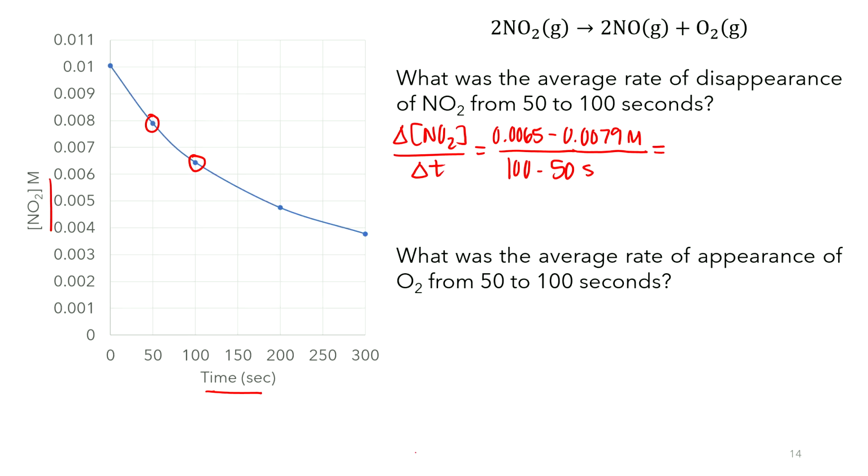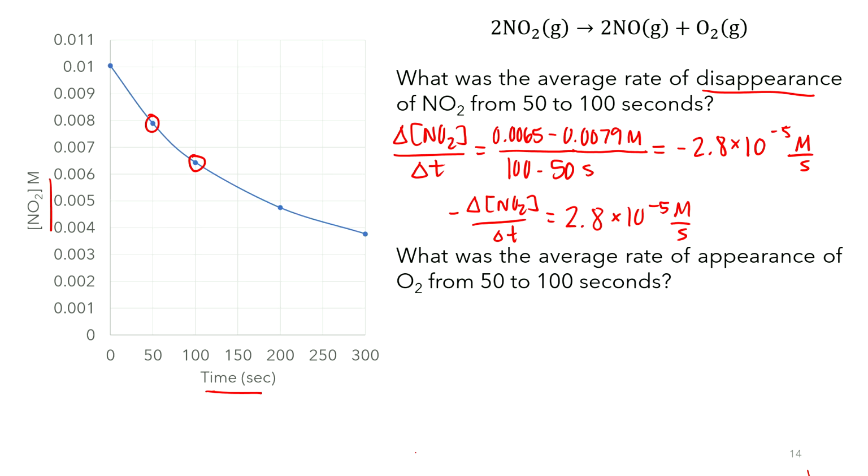Again, that's the part where we'd be more specific for you. So that's negative 2.8 times 10 to the negative fifth molar per second. Because I called this the average rate of disappearance, that disappearance sort of takes care of the negative, okay? So again, this question might more explicitly say, hey, what's negative delta NO2 over delta T? Because it's standard to present all rates as positive numbers. So you might report this at the end of the day as 2.8 times 10 to the negative fifth, and call that the disappearance of NO2.